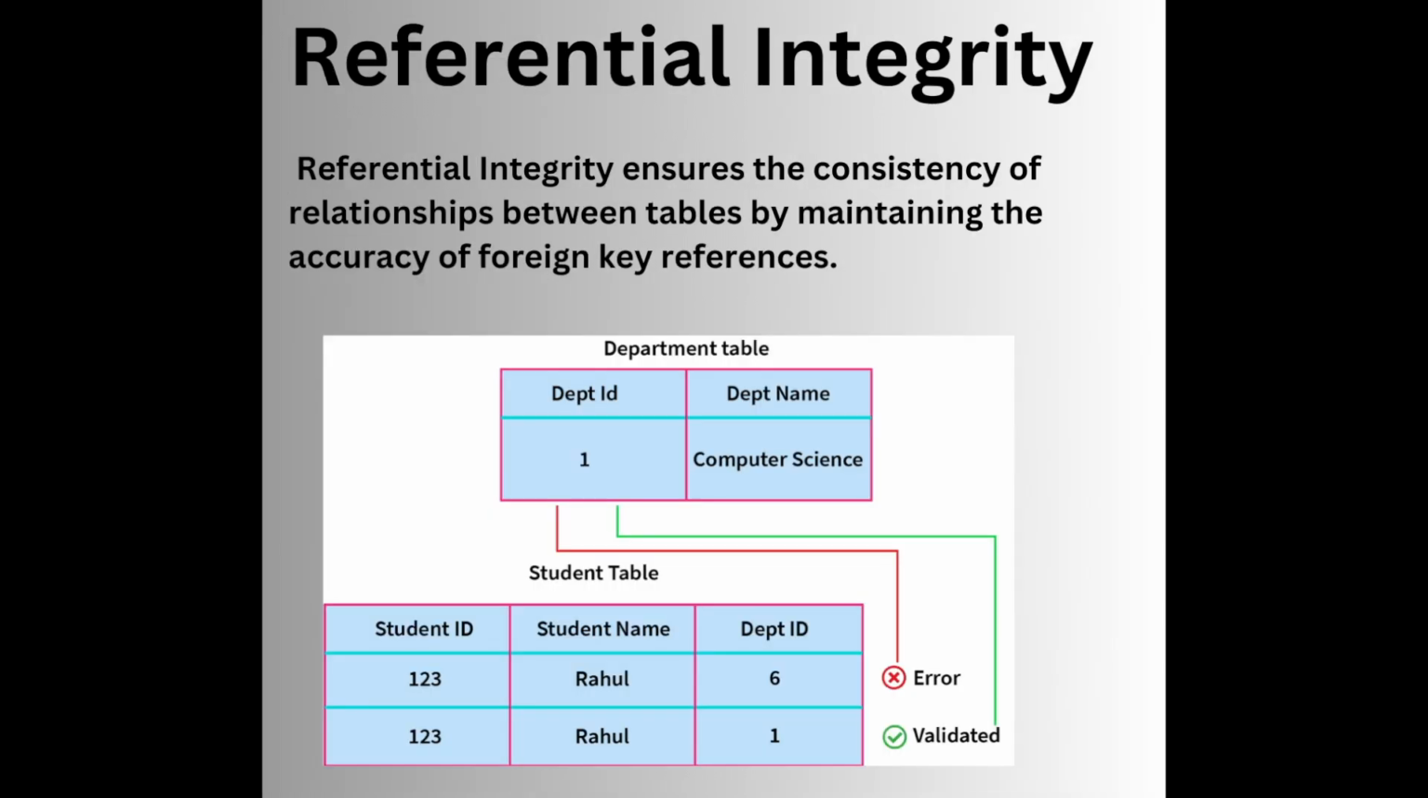Referential integrity. Last but not least, referential integrity ensures the consistency of relationships between tables by maintaining the accuracy of foreign key references. In a database linking employees to departments, referential integrity guarantees that each employee's department exists and is correctly referenced, preventing orphaned records or data inconsistencies.